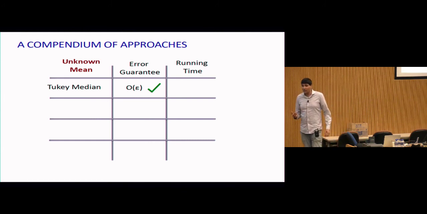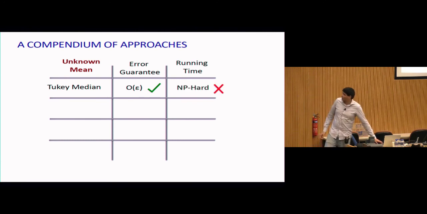If you started off being epsilon close to an unknown Gaussian with mean mu and covariance the identity, then you would have the guarantee that if you computed the Tukey median on your data, you would be O of epsilon close to where you started from. So that's wonderful. That's the best that you can possibly do. But there's a big gotcha, which is that it's NP hard.